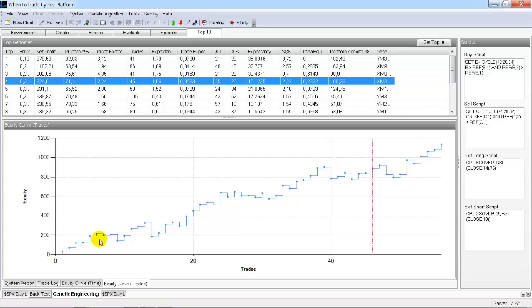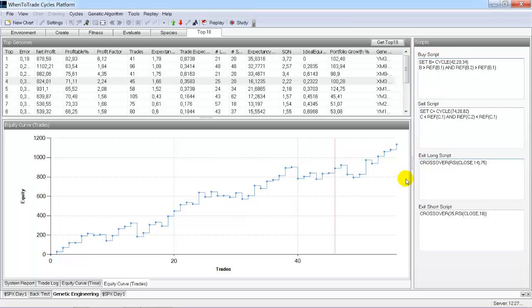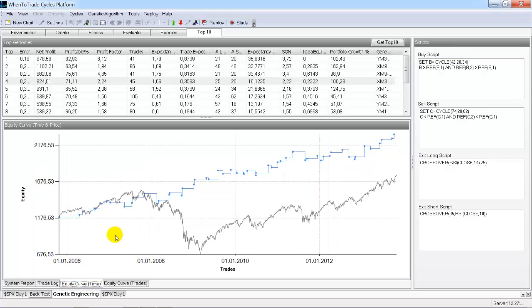We have a constant upsloping equity curve, and even the out of sample period looks the same as the in sample period. So this is a very valid and very stable signal here. So let's move over to the systems. You see the scripts here are directly printed to the screen, the buy script, the sell script, the exit script here, and now you can just analyze this trading here against the S&P.